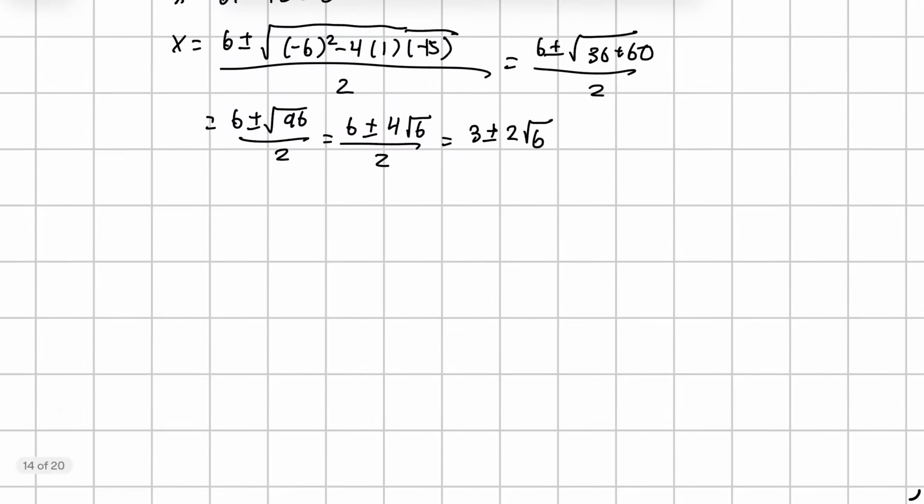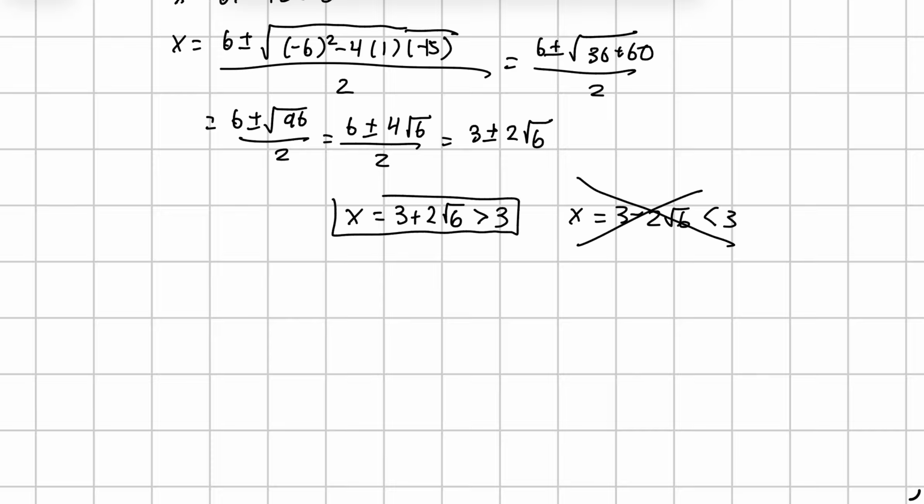So let's check these solutions. We get that x is going to be equal to 3 plus 2 times the root of 6, and that's greater than 3, so that's valid. Now x is equal to 3 minus 2 times the root of 6, that's going to be less than 3, so that's not valid. So our only solution is going to be this first solution.